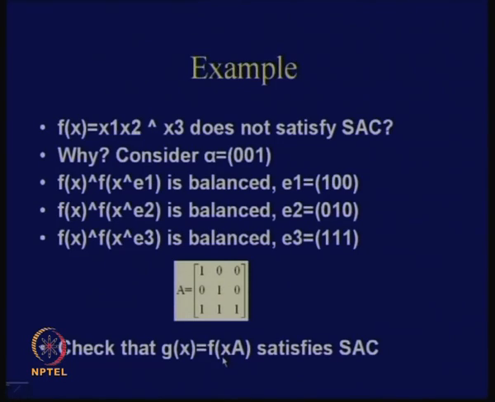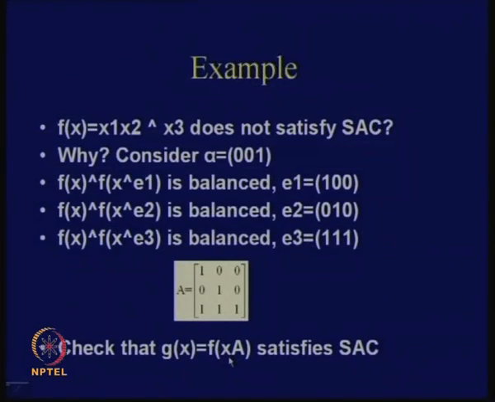Which means that if you make this transformation of the input variables x using this particular matrix transformation, then this composed or transformed function will actually satisfy the strict avalanche criteria. So if there is a Boolean function which does not satisfy the strict avalanche criteria, you can actually make it satisfy it.